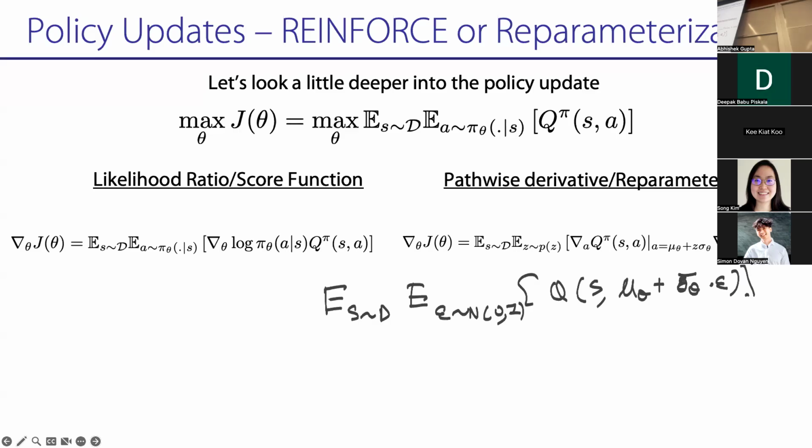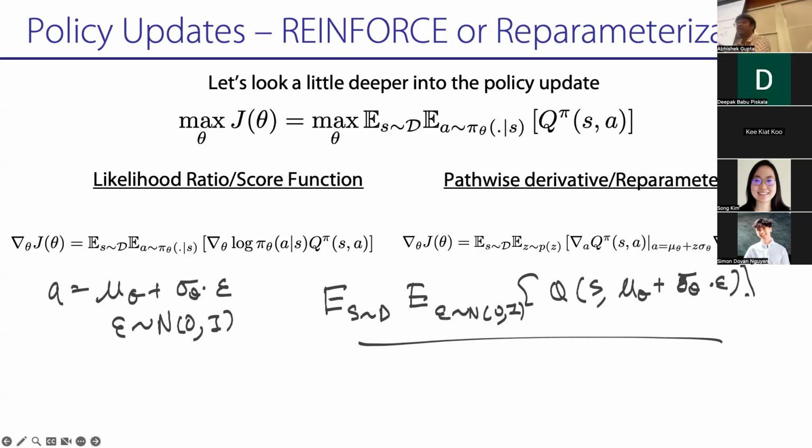It doesn't work for all probability distributions, but for a Gaussian, you can separate out the stochastic and deterministic parts. So A is equal to mu theta plus sigma theta times epsilon, where epsilon is something that doesn't depend on theta. Then there's no theta in the expectations, and when I take the gradient of this thing, I can just take the gradient all the way inside. I don't have to do any of this grad log pi stuff.